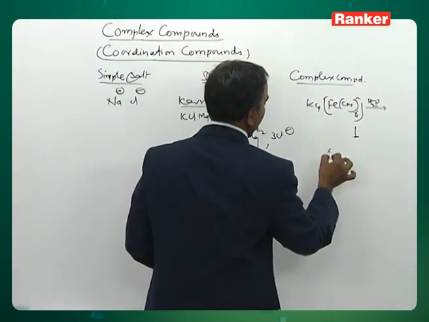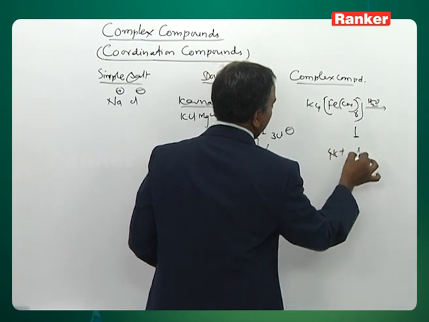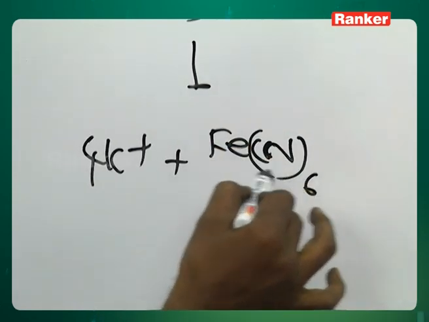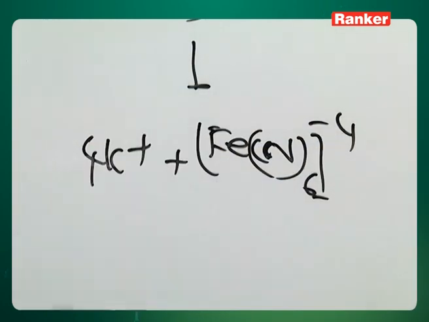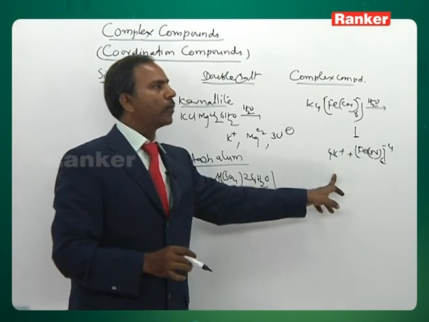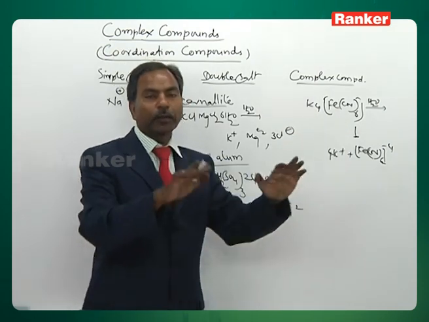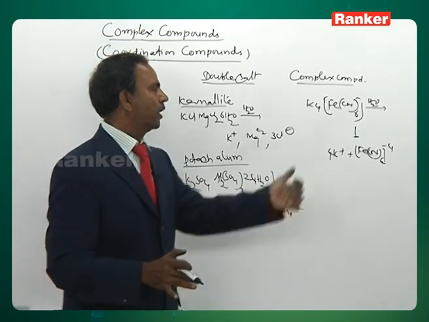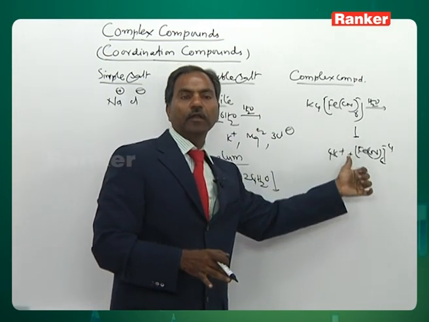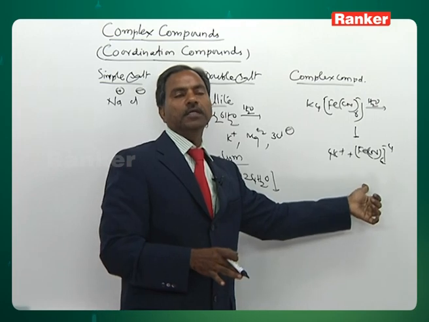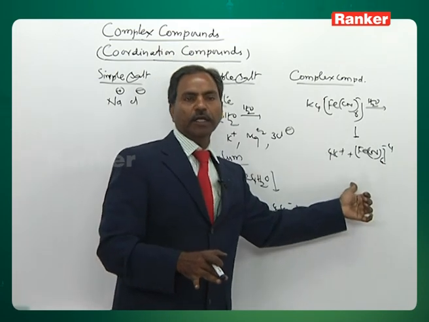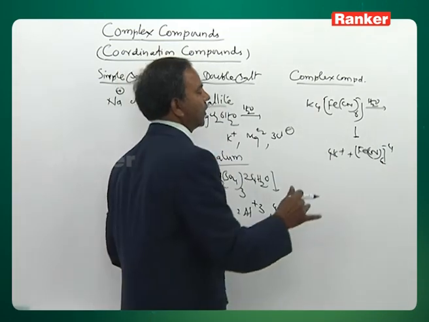See, it is undergoing partial ionization. You get 4K+ and [Fe(CN)6]4-. Look here, the compound is undergoing partial ionization. Only the K+ ions are ionized, and the bracket part, which you call the complex ion, is not ionized. The complex part is the same in the solid state as in the aqueous solution. The bracket part is not ionized, therefore it undergoes partial ionization, and the complex ion does not ionize.